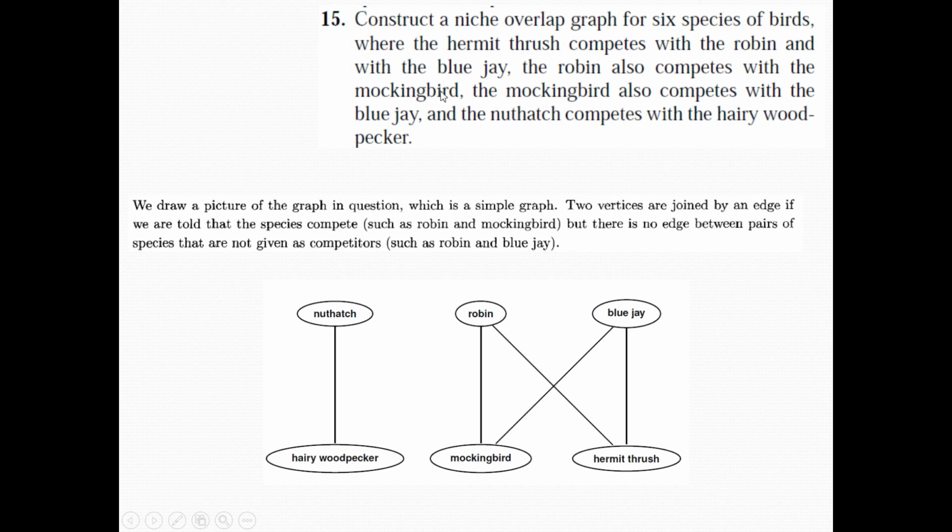Okay, next. The Robin also competes with Mockingbird. So you can see the edge between Robin and Mockingbird. So Hermit Thrush competes with Robin, and Robin also competes with Mockingbird. So Robin is connected to two species. Similarly, Hermit Thrush is also connected to two species because it competes with Blue Jay and it competes with Robin. Okay, what next?